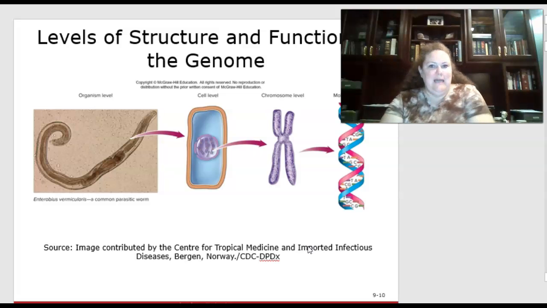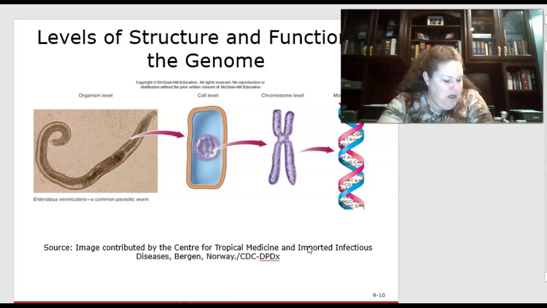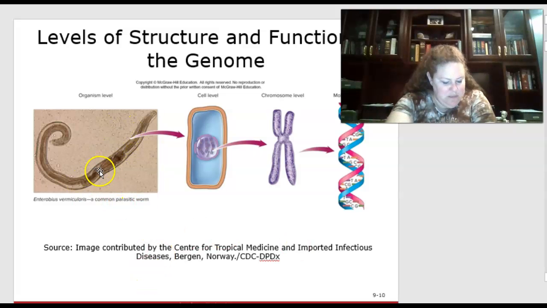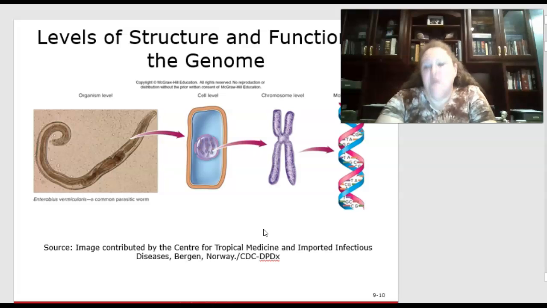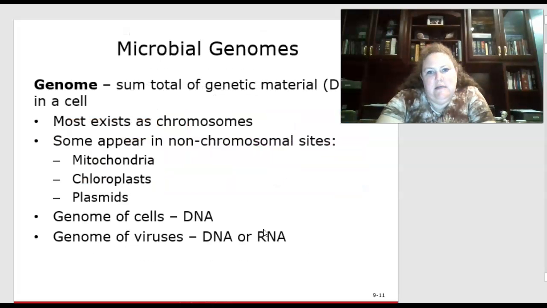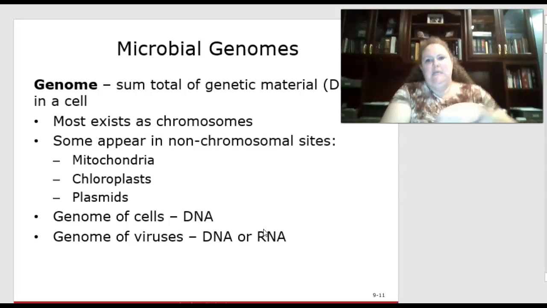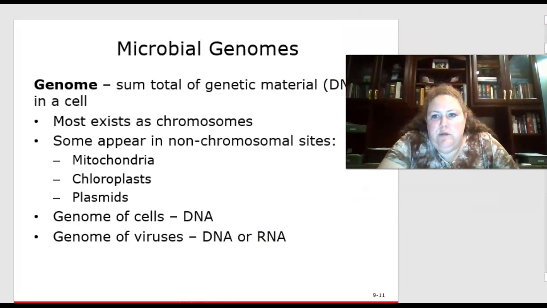So when we're looking at the level of gene structure and function in the genome, this is figure 9.1, called the levels of genetic study. Genetic processes can be observed at the level of the organism, the cell level, the chromosomal level, or at the molecular level, which would be the DNA sequence level. Though all the levels shown here are for a eukaryotic organism, they also follow a very similar pattern in prokaryotic cells.